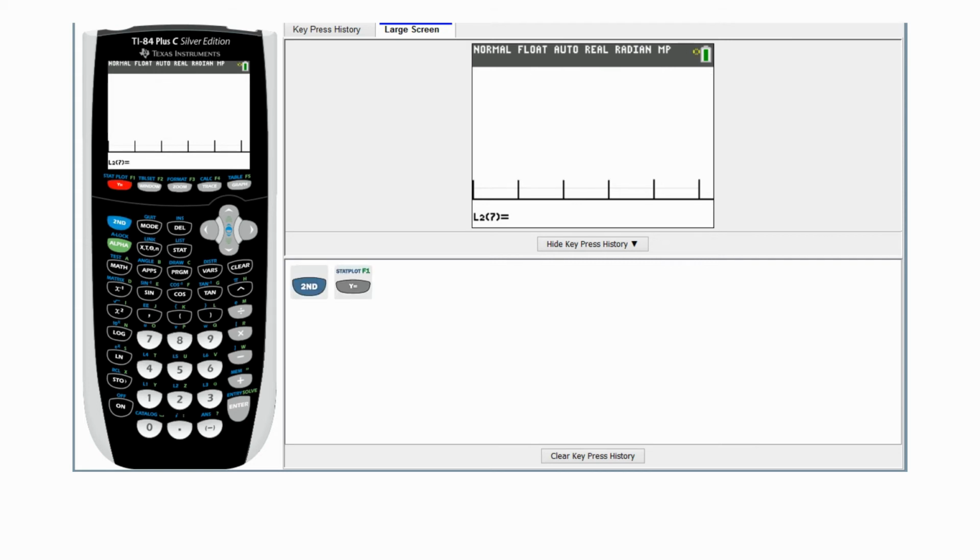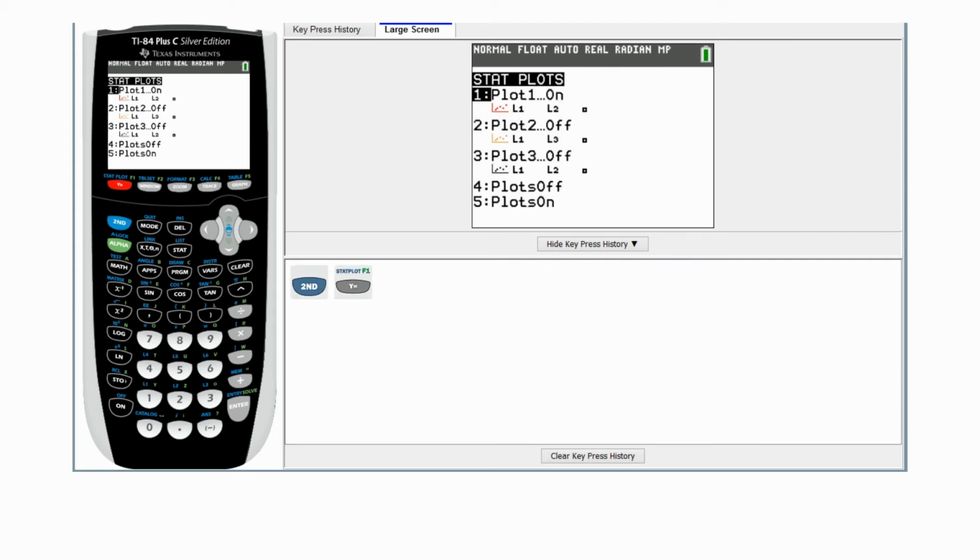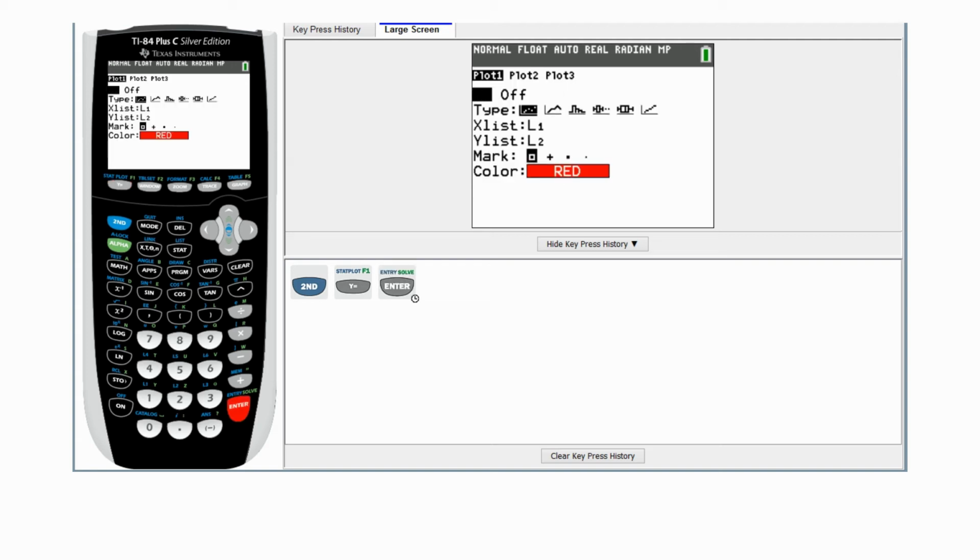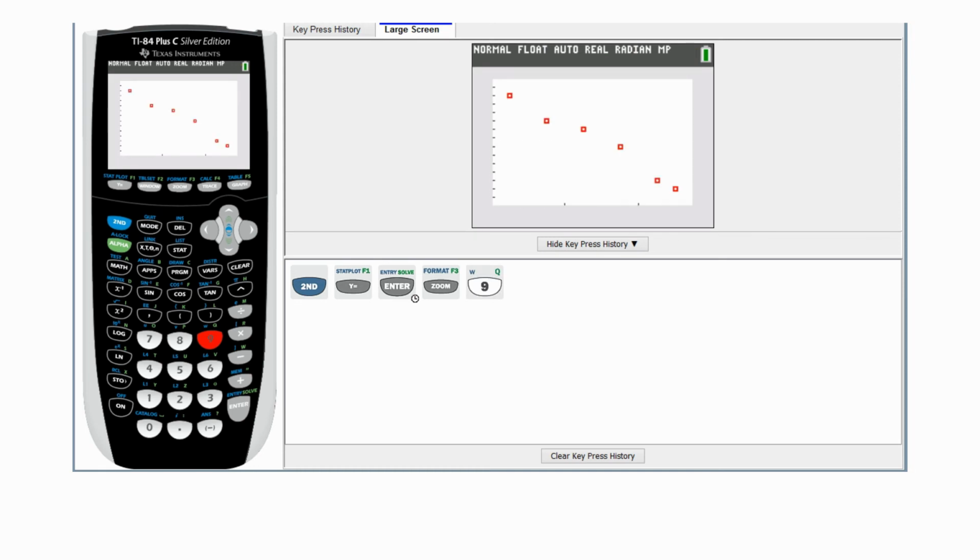Second, Y equals takes you to your stat plot. Our first stat plot is on. I have my scatter plot selected. I have my X list is L1, my Y list is L2. Zoom, 9 for ZoomStat, and then I have a graph of my data. My data does look like it is approximately linearly related.